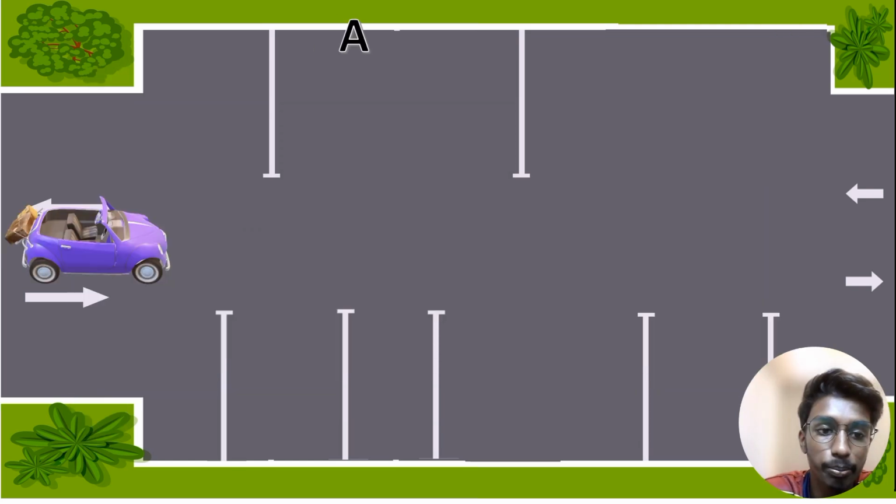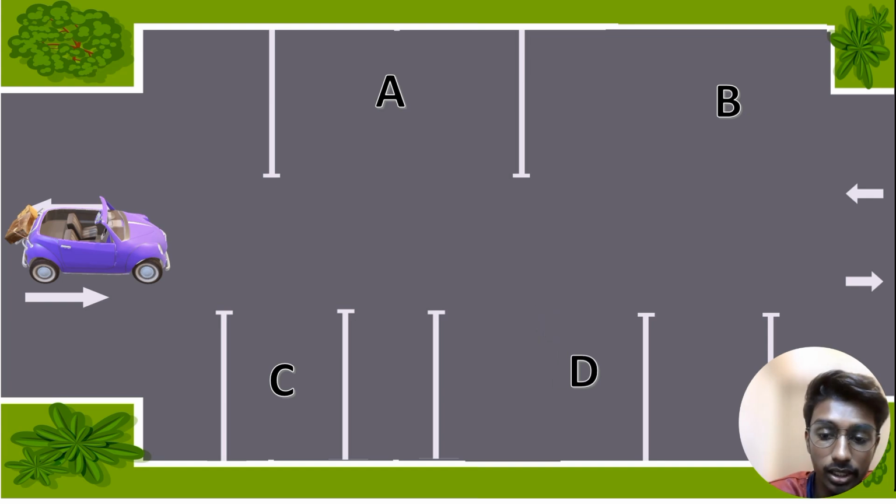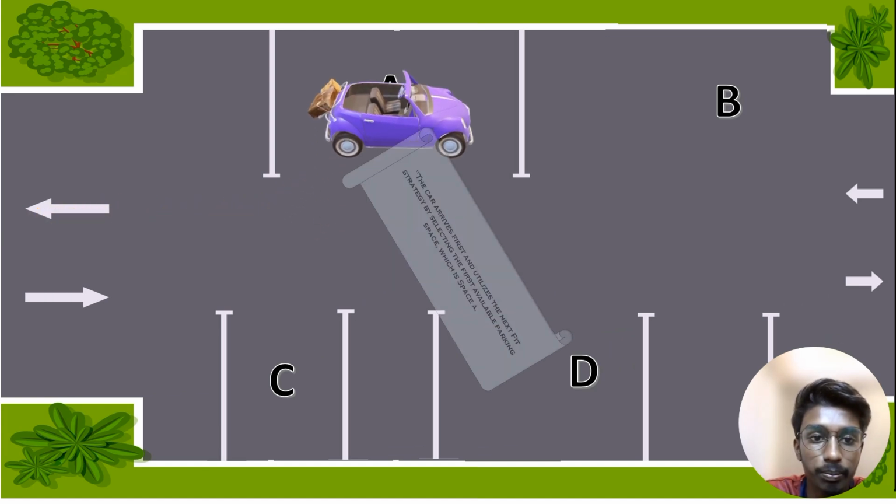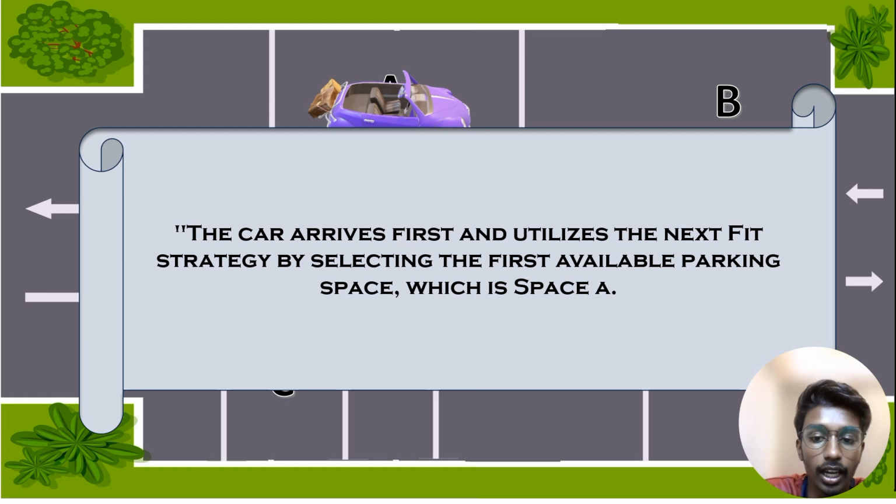Okay, we'll be looking at a simple animation here. We'll be looking at four parking lots in a parking space with different sizes. The first vehicle arriving is a car, and we could see that we'll be searching for the first parking lot in this parking space. So it will be parking space A. We could see that the car parks at space A, and we could look at the description here. The car arrives first and utilizes the next fit strategy by selecting the first available parking space, which is space A.